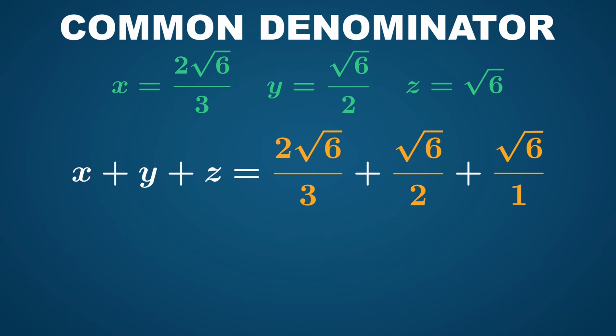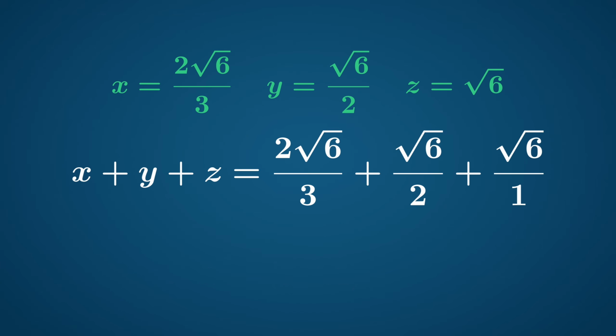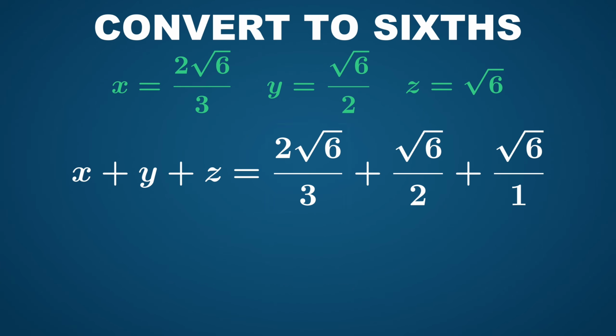The denominators we have right now are 3, 2, and a hidden one. The lowest common multiple of the numbers 3, 2, and 1 is 6. We will convert each term to an equivalent fraction over the number 6. The first term is 2 times the square root of 6 divided by 3.